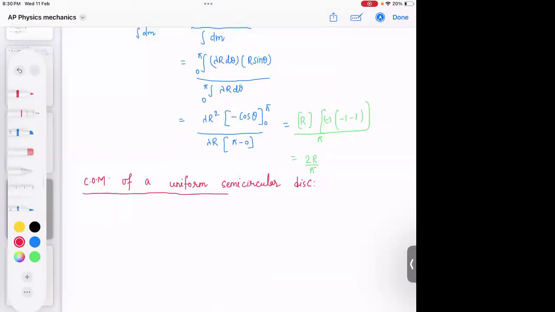Keep in mind, the disk is uniform. But if it is a disk, then what kind of mass density will be defined? Linear or surface? It is a disk, so surface mass distribution will be there, or you can say areal mass density or surface mass density. We write it by sigma. And what is sigma? Sigma is mass per unit area.